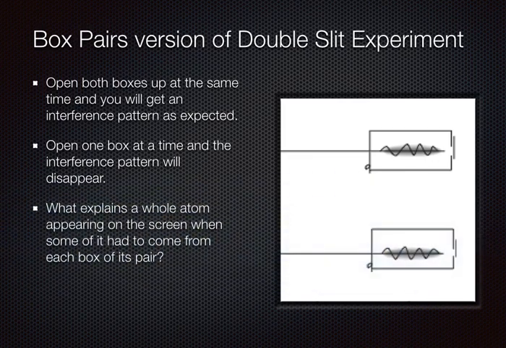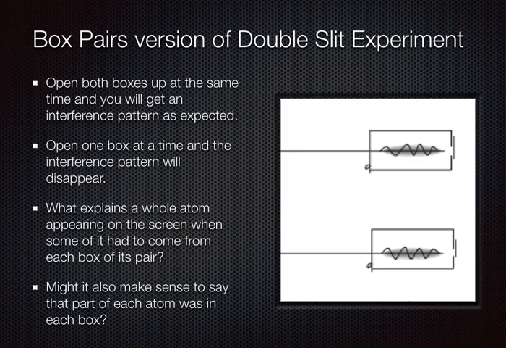So what explains a whole atom appearing on a screen when some of it had come from each box of its pair? Let's go backwards a little bit and try to break this down logically. There's a little bit of each atom in each box, right? We open them both up, and what hits the screen? Just one atom. So if there's a little bit of an atom in each box, how does one atom appear?